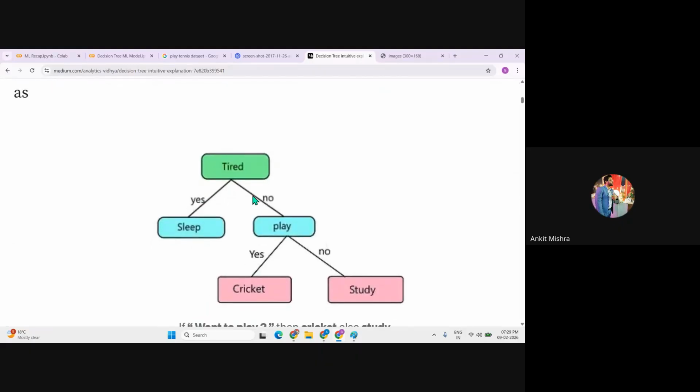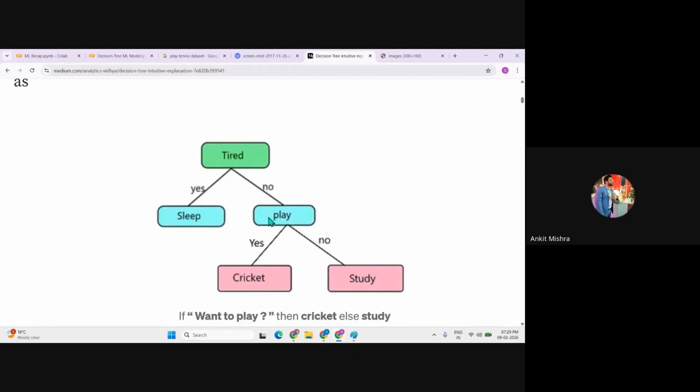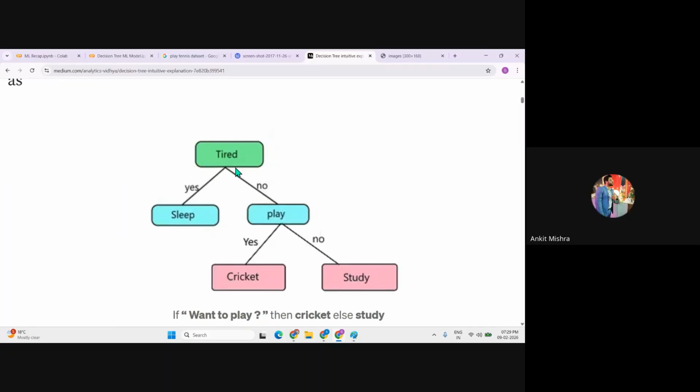Now just increase this decision node, or let's take another decision as well. The question will remain the same. If you are tired, then you can go for sleep. But if you are not tired, if the answer is no, then you can play. But again, inside the play, you can ask the question. If you want to play, then you can play cricket. If you don't want to play, then you can further go for study.